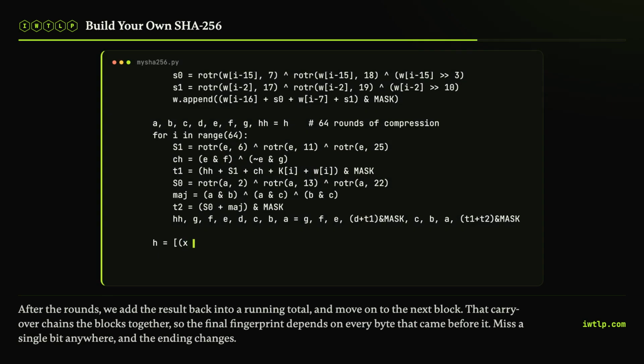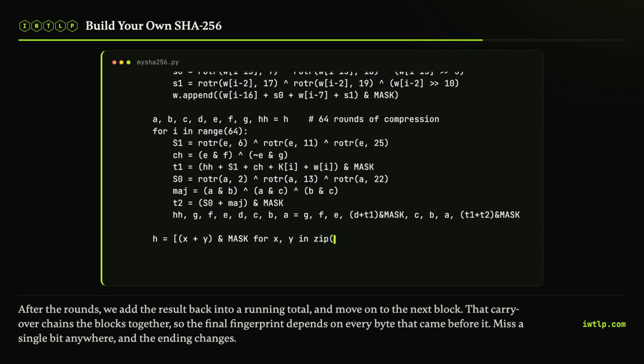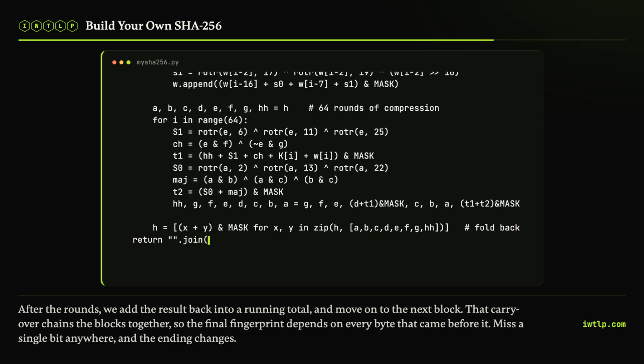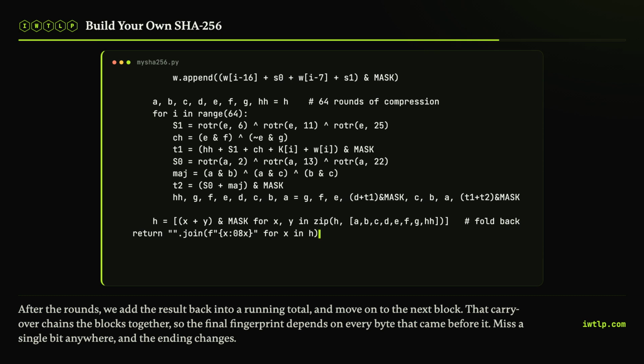After the rounds, we add the result back into a running total and move on to the next block. That carryover chains the blocks together, so the final fingerprint depends on every byte that came before it. Miss a single bit anywhere, and the ending changes.